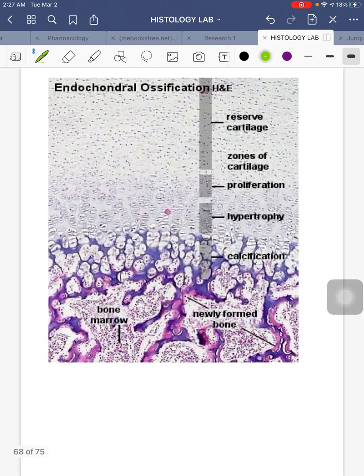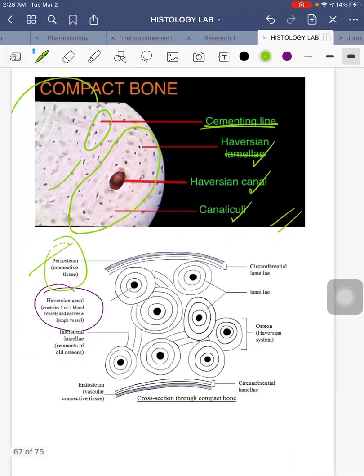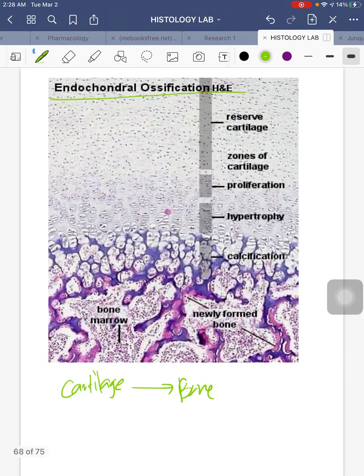The last part is endochondral ossification. To make it short, this is the transformation in your developing long bone from cartilage to bone. You have distinctive areas present. Let's just focus on the textbook specimens here, unlike the one from the lab, because you can really appreciate it in a whole zoomed out view. So you have the reserve cartilage or resting cartilage.